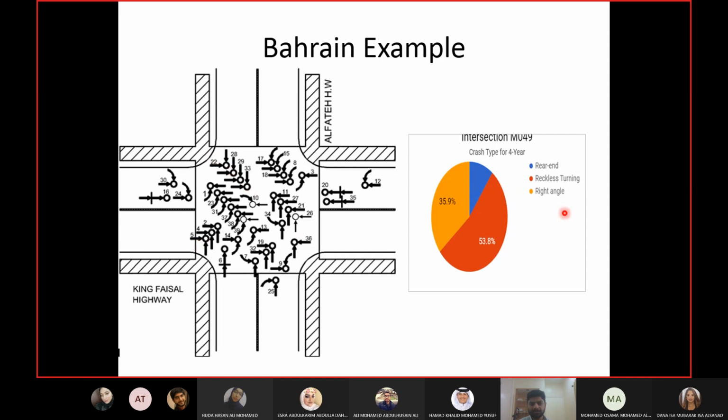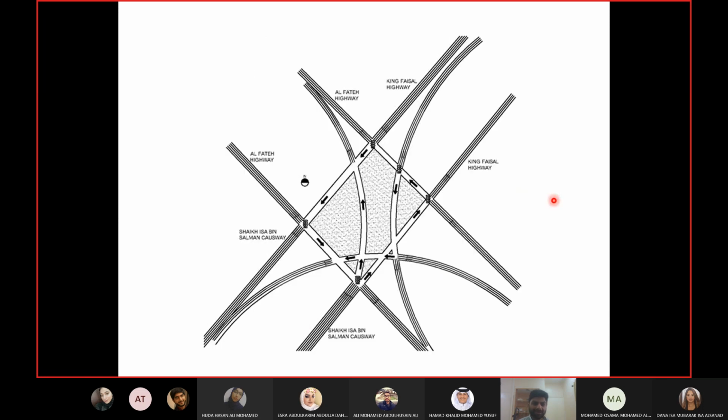Okay, even if this pie chart was not here, you can actually see these are the most common ones, right? I don't need to tell you which are the most common crashes. Okay, you can see it. So we will try to solve the two most common ones, which are reckless turning and right angle. Okay, you can take the rear end as well if you want. There's no problem with that.